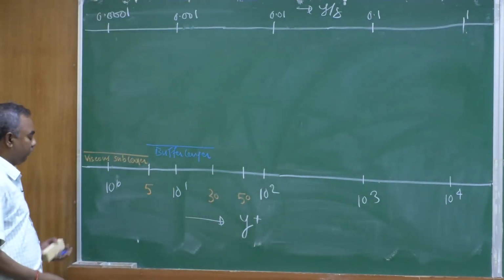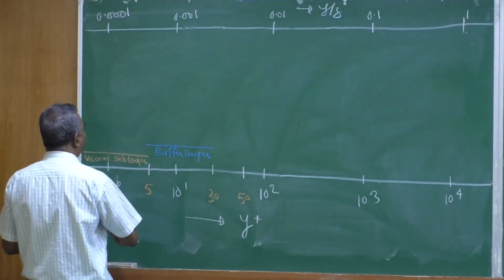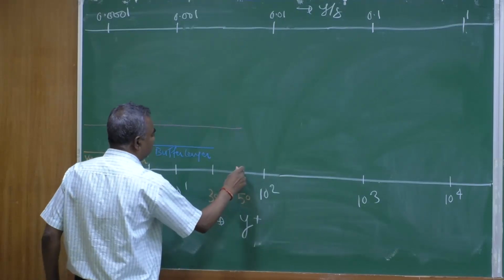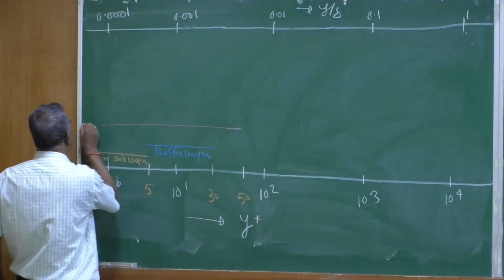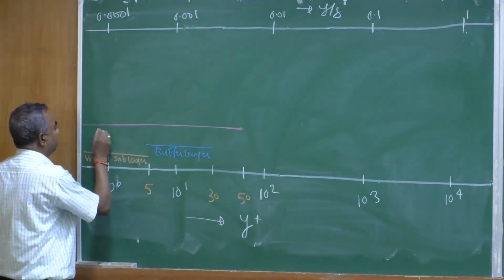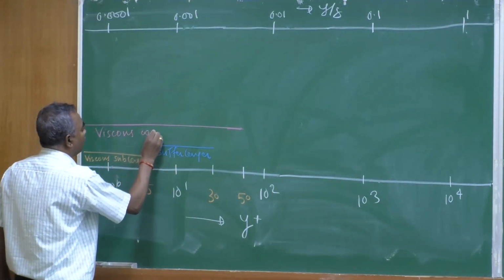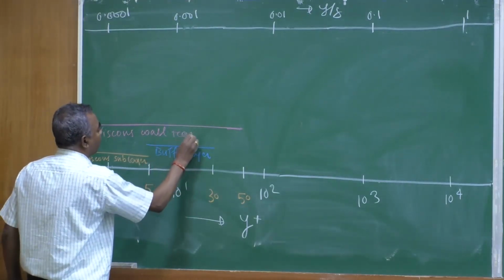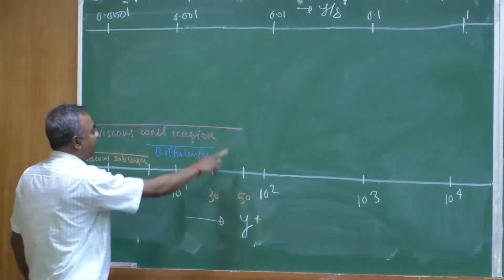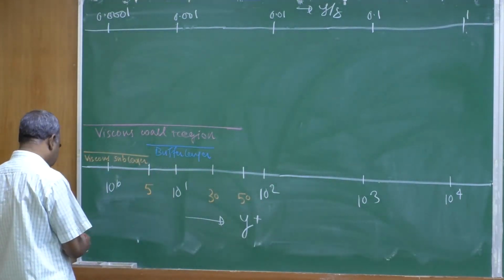Right. Then the viscous wall region. So, the viscous wall region extends till y plus 50, this is your y plus 50. This is your viscous wall region, till y plus 50. This is in log scale, keep it in mind.